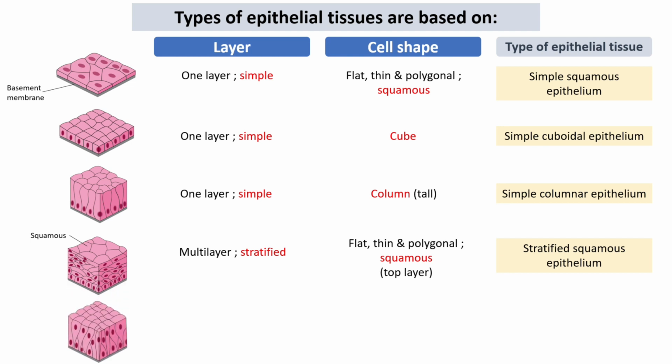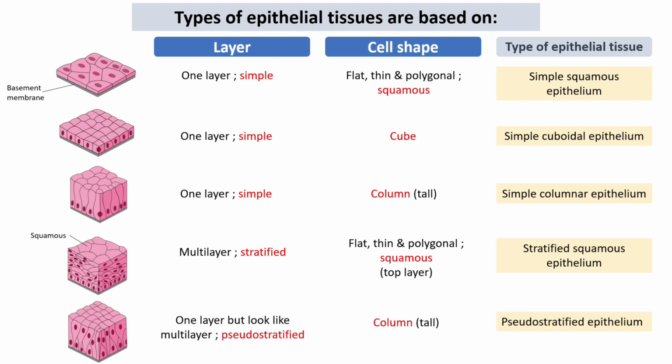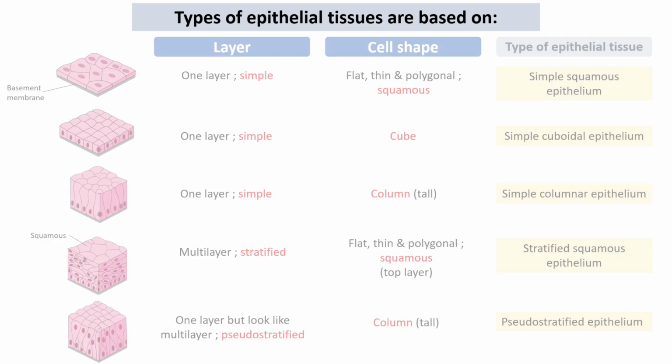In this diagram, the tissue is one layer only, but it looks like multi-layer. This type of layer is known as pseudostratified. Meanwhile, the cell shape is mostly tall or column-like. Therefore, the epithelium tissue is known as pseudostratified epithelium.